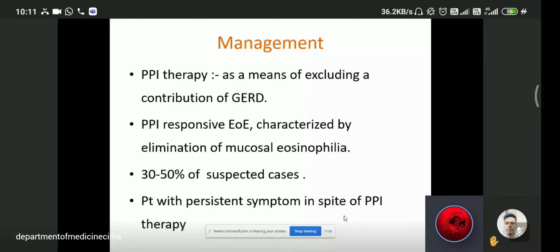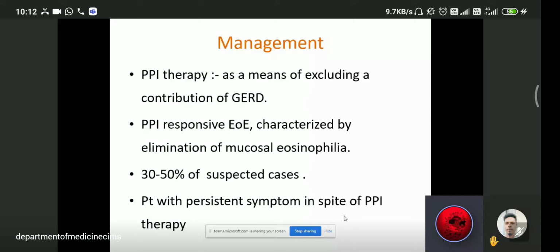Management: particularly, PPI therapy as a means of excluding the contribution of gastroesophageal reflux disorder. PPI-responsive esophagitis is characterized by elimination of mucosal eosinophils. So after therapy with a proton pump inhibitor, if a patient improves in symptomatology, it is because of gastroesophageal reflux disorder. 30 to 50% of the suspected cases are because of GERD.